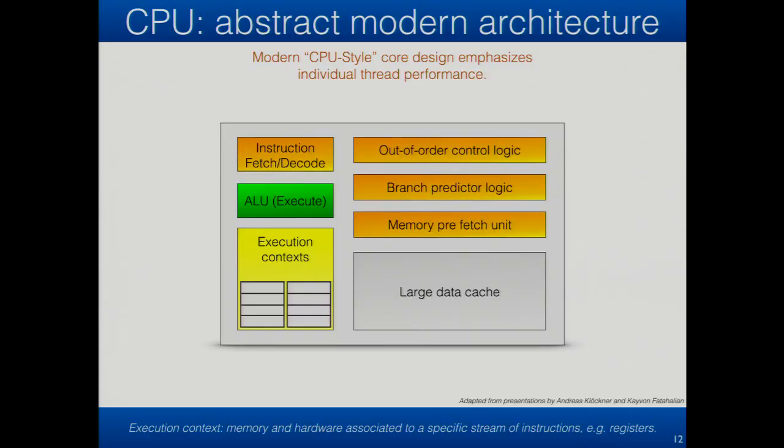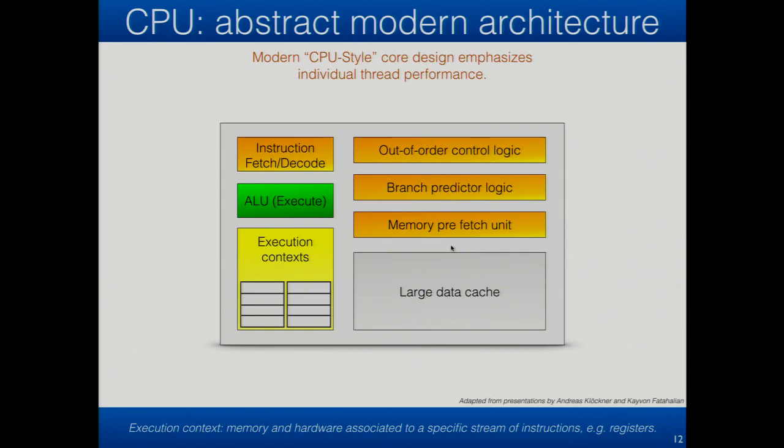Now, if we look at a typical, abstracted, modern CPU style core, as I've stated, the design is to emphasize the performance of an individual thread. There's an instruction fetch decode unit that's basically pulling instructions in. There's an arithmetic logic unit that's basically executing the commands, and then we have some context, things like registers that need to be fed into the ALU.